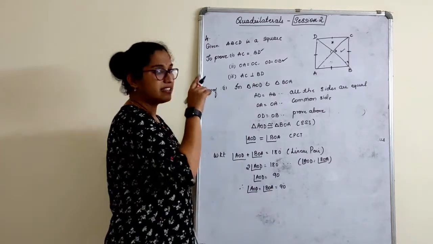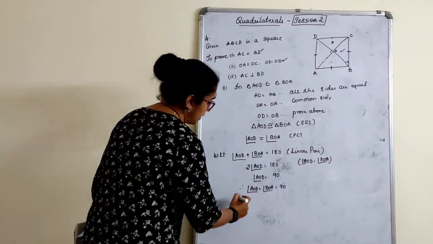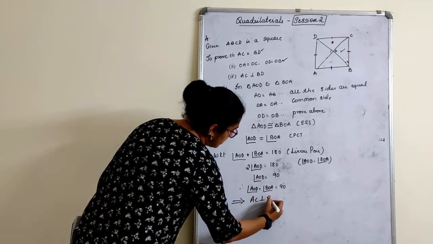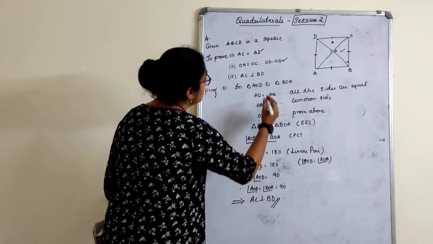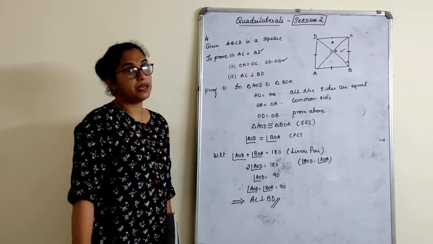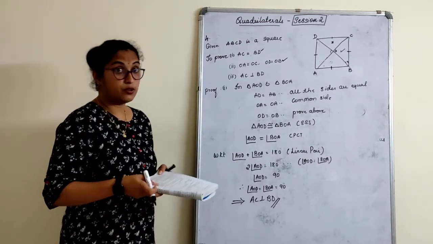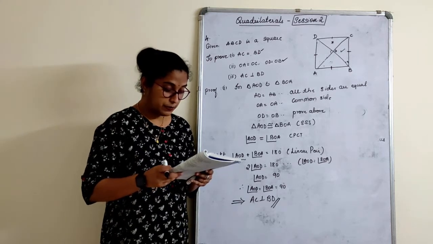If an angle is 90, then of course they bisect perpendicularly. This implies AC is perpendicular to BD. Hence proved. Third part is also proved. Right? Quite a lengthy one. Not less than 3 or 4 marks can be expected for this sum.